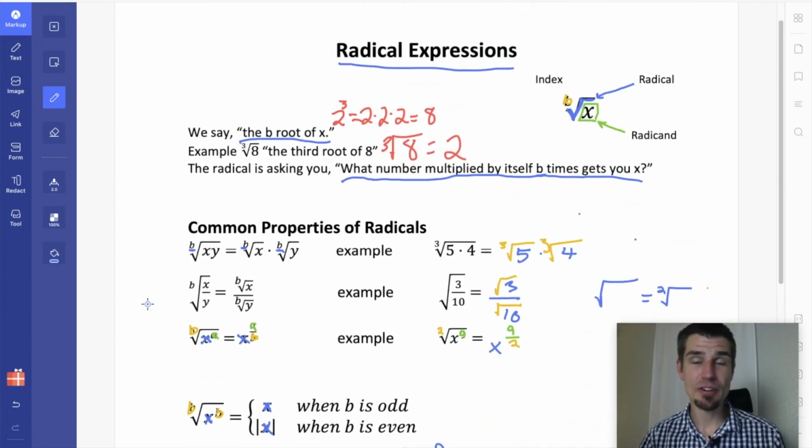I hope this was beneficial. I hope that now you get a little better feel of what radical expressions are and some common properties we'll be using so that we can actually simplify radical expressions.